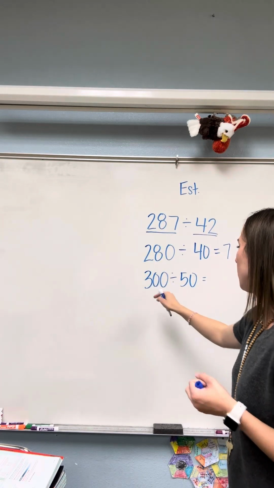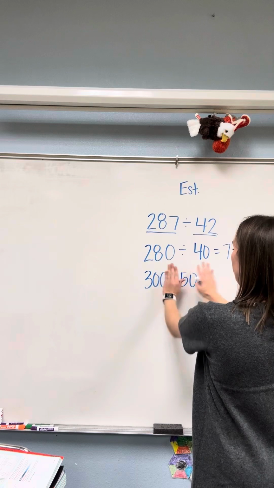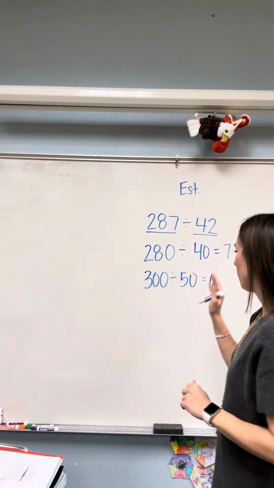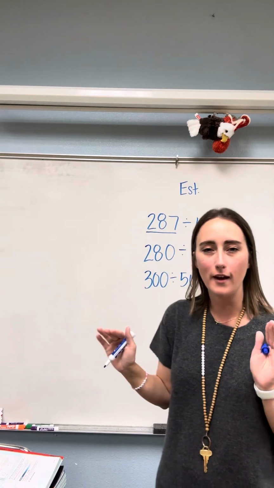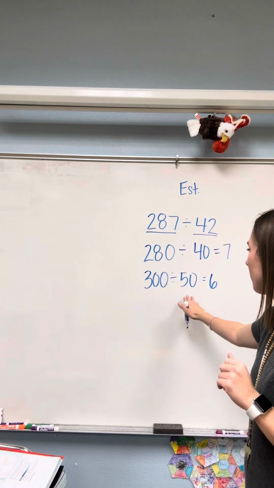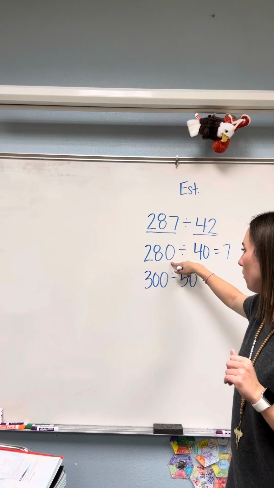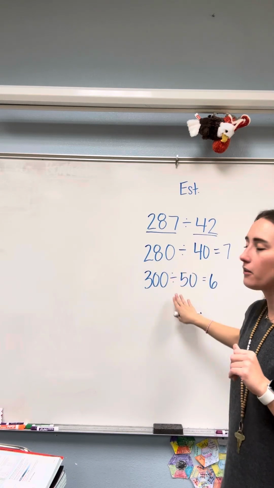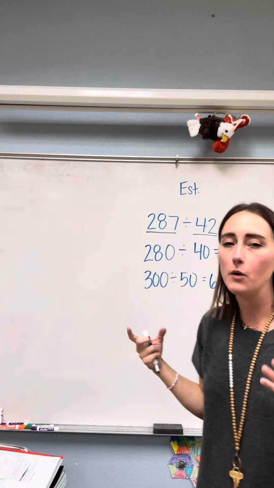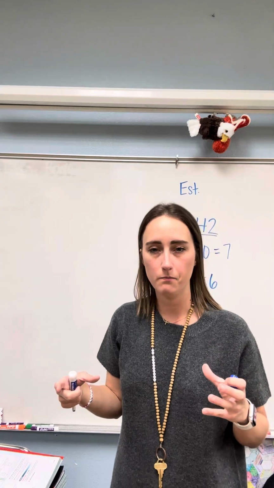Okay, so now I know that 30 divided by 5 is 6. So I think that still would be a reasonable estimate for that, even though we overestimated with both of them. This one we did an underestimate with both of them, so this one would be an underestimate, this one would be an overestimate. Both of them would be reasonable estimates.